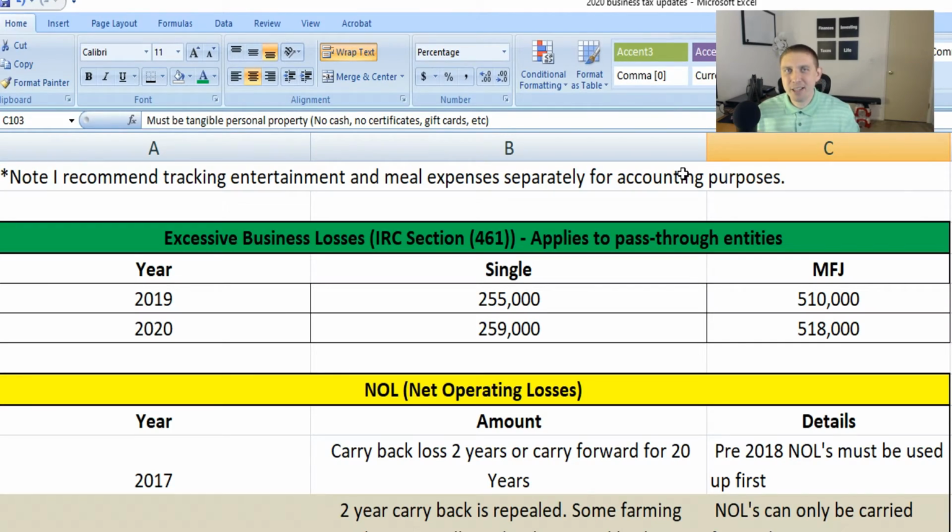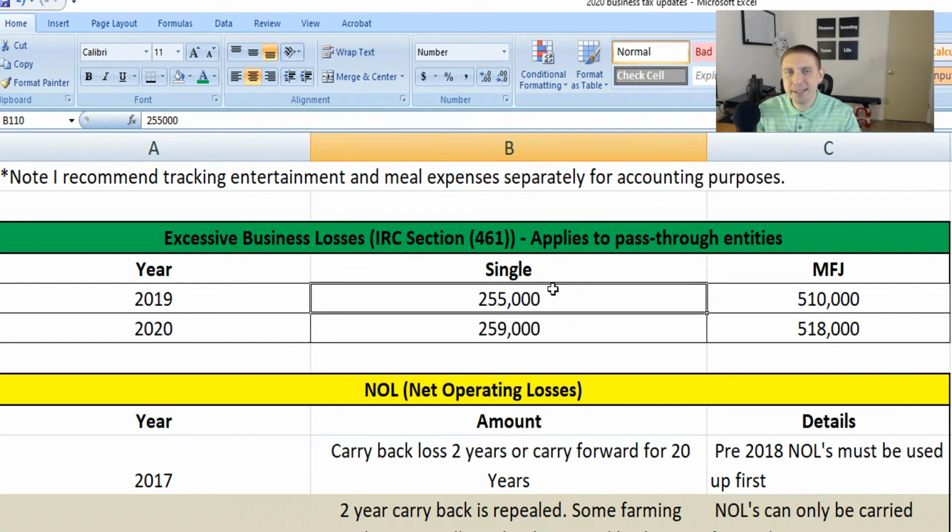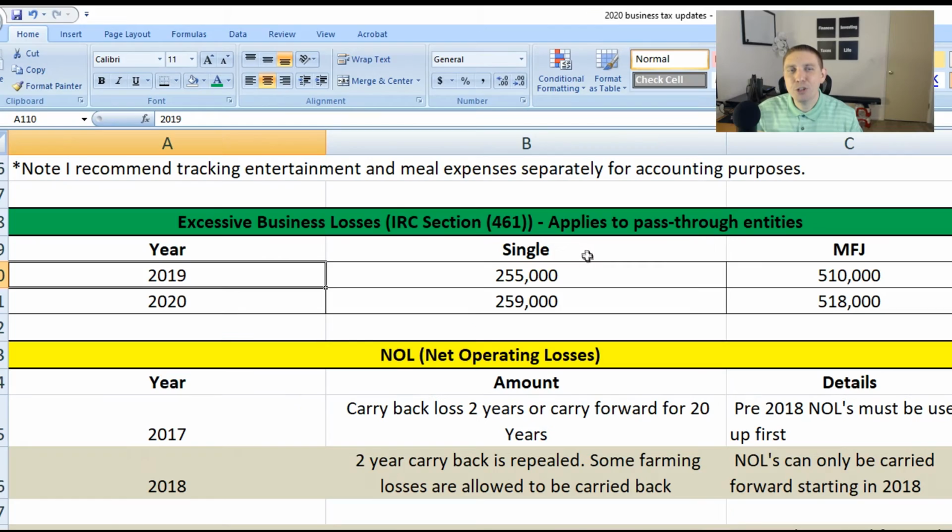The excess business loss numbers have changed a little bit, so I've updated them here. If you file single, now this really hits you at the individual income tax level, not at the entity level. For 2019, the amount now is $255,000. Married filing joint goes up to $510,000. And the amounts increase a little bit more for 2020 to $259,000, and $518,000 if you're married filing joint.